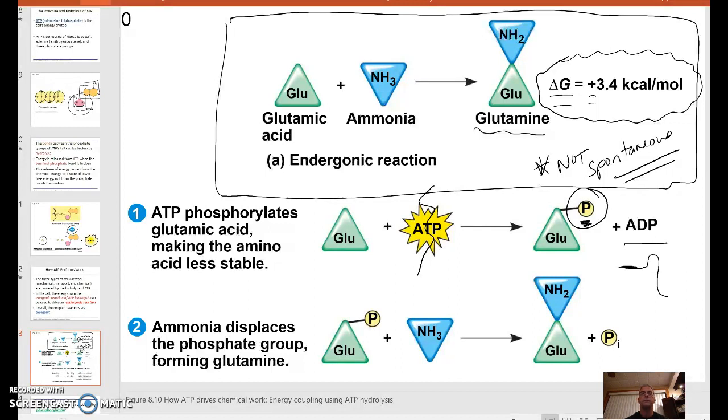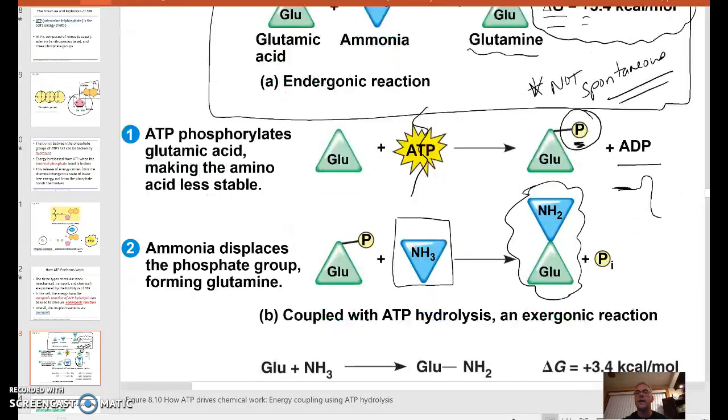So this phosphate ends up being displaced by the ammonia. When the ammonia comes in there, it boots out the phosphate, and we have the molecule that we were looking for, which was glutamine.